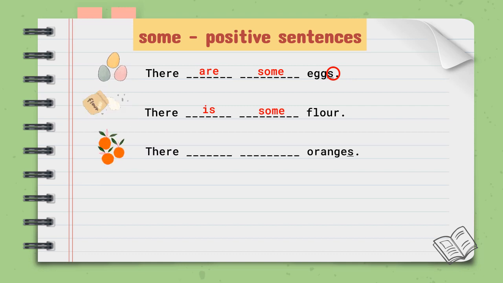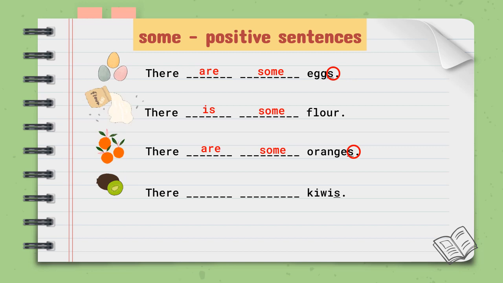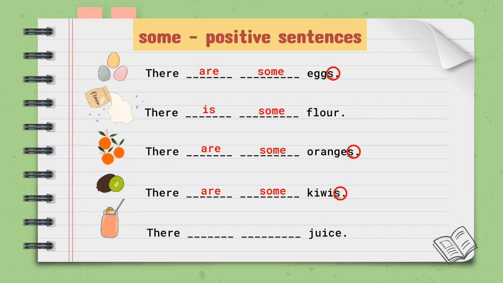Alright? Next, there blank blank oranges. Is it countable? Yes, because we have s. So the answer is there are some oranges. There blank blank kiwis. This is also the same as many of them. It's countable. So there are some kiwis. Alright, last one, juice. Is it countable? No, it is uncountable, so we use is. There is some juice.